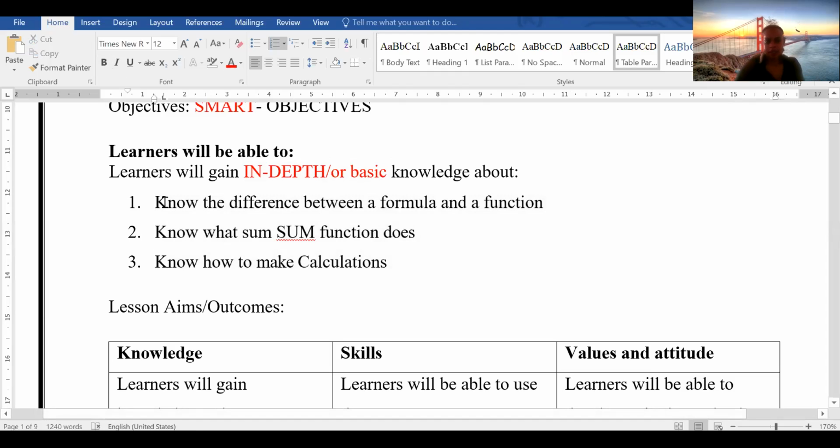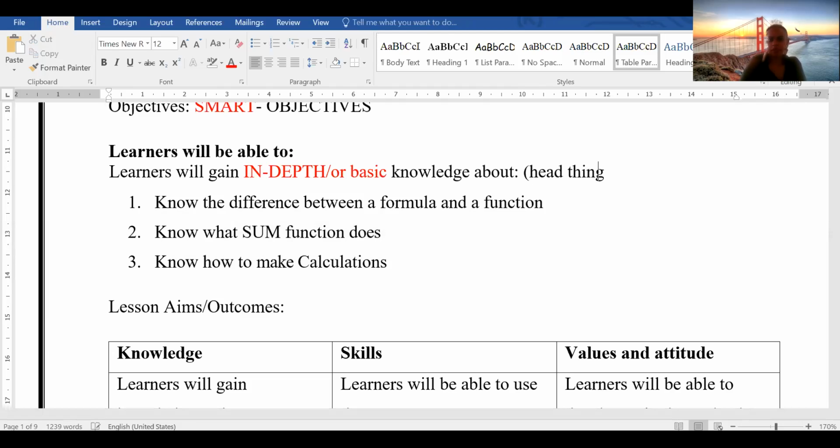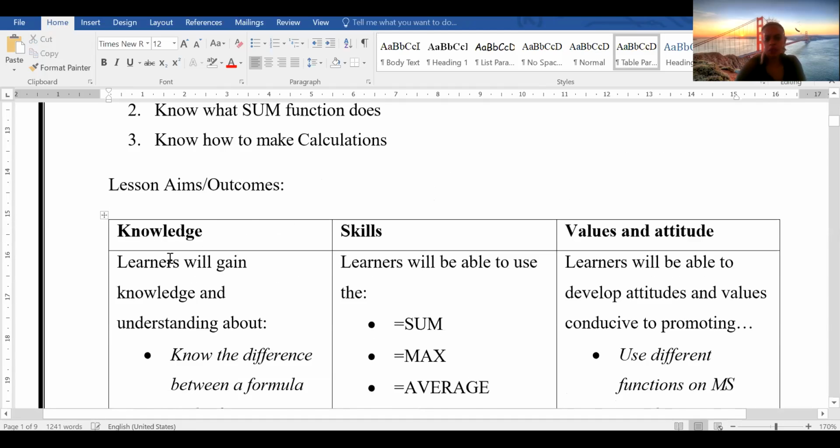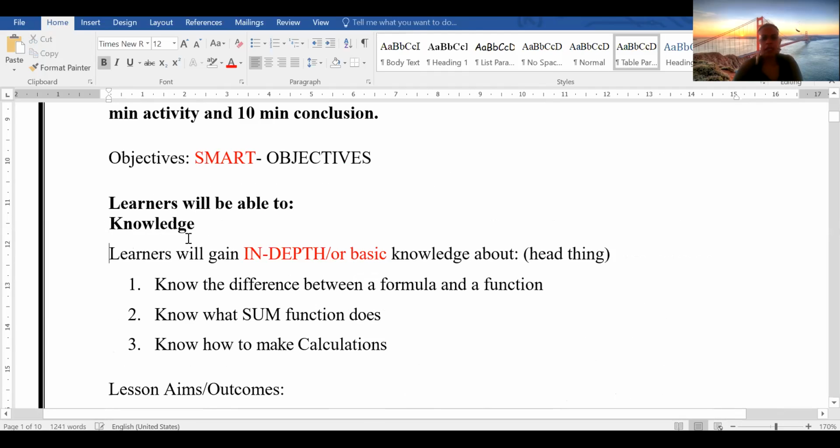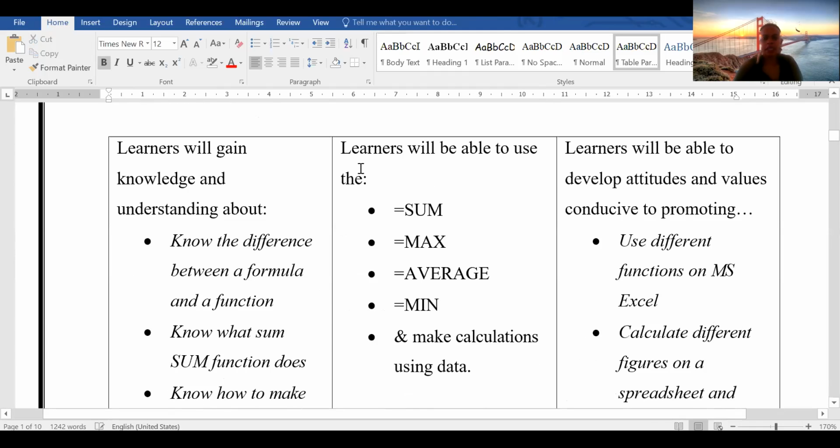So the student will be able to know the difference between formulas and functions. This is a head thing. What is the sum? What does the sum function do? Okay, what is the function of the sum function? How to make calculations. This is knowledge. This is a head thing. We did this last week, and then the student now will come here and now do this is the knowledge. Then the students will come and do the skills.